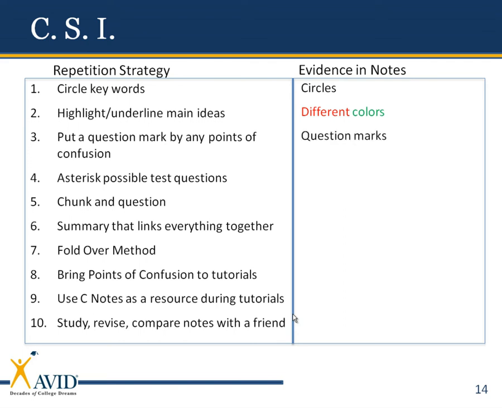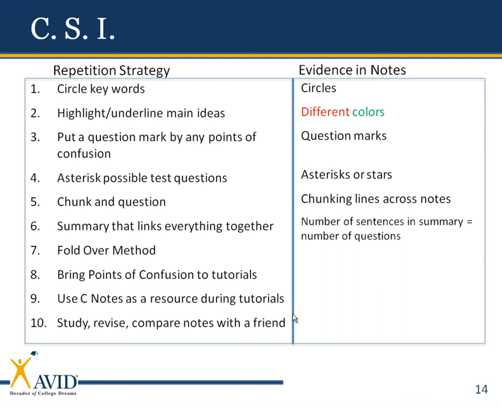Maybe putting a question mark by our points of confusion, I should be able to see evidence of question marks. If I'm going to asterisk possible test questions, then asterisk or star. Okay, those are the easy ones. Okay, what about number 5, chunking and questioning? Well, if I'm going to chunk, I should be able to see chunking lines all the way across my notes. If I'm going to write a summary that links everything together, maybe the number of sentences in my summary should be the same as the number of questions that are on my page of notes.